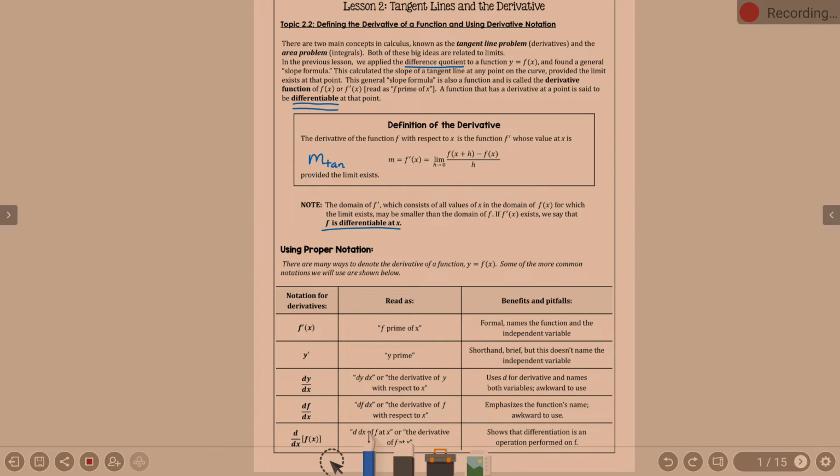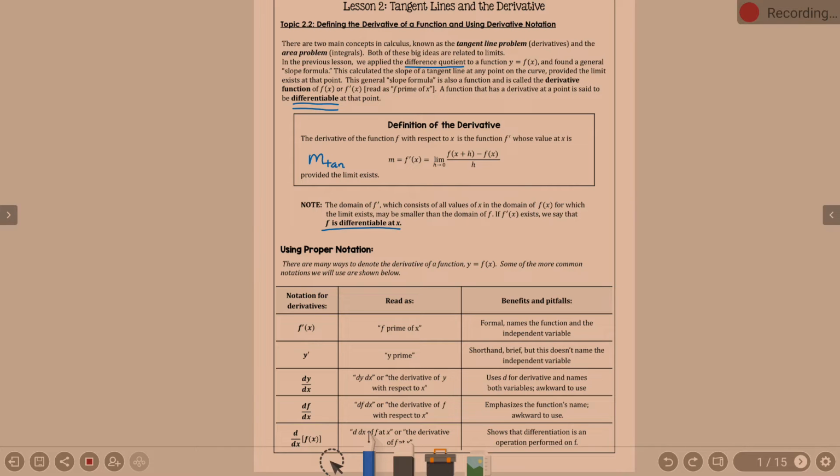So f prime of x, it's a formal name. It names the function and the independent variable. Y prime is considered more shorthand. It's brief, but it doesn't tell you what the independent variable is. So where f of x tells you, okay, x is the variable that we're working with, y doesn't say that.